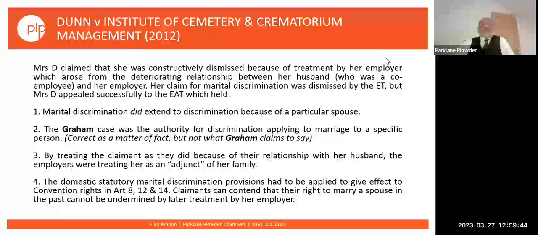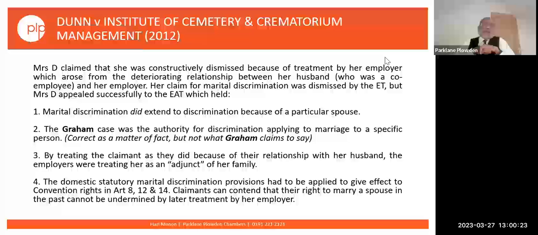And then thirdly, the EAT said, by treating the claimant as they did because of the relationship with the husband, the employers were treating her as an adjunct of her family. And this is an important point, because in a lot of these cases, you can imagine a scenario where a wife who is blameless is dismissed because of some infraction or wrongdoing by the husband. We'll come back to that in a minute.